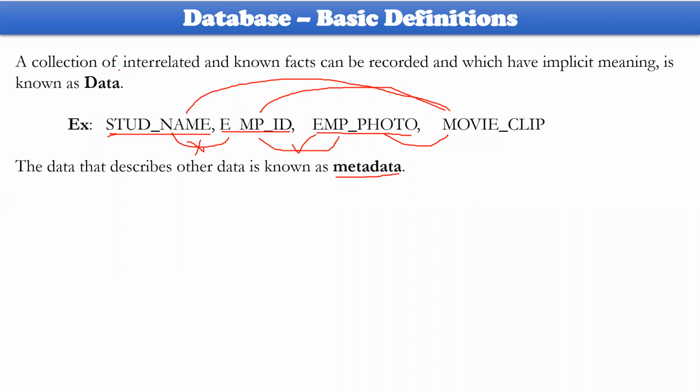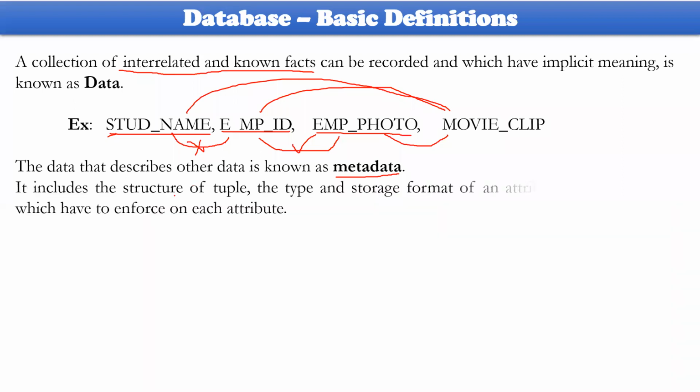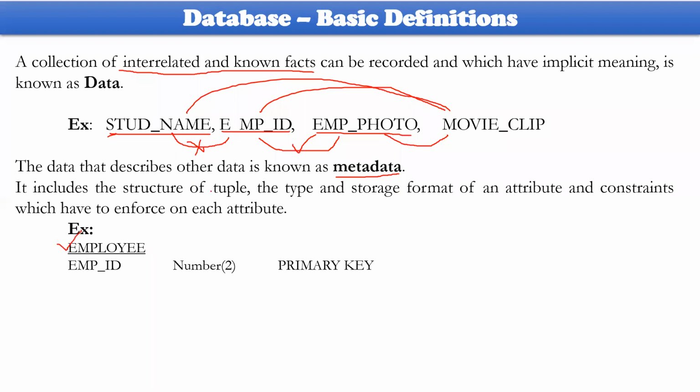So data means interrelated and known facts. And these kinds of data must be defined within their own premises, which is called metadata. Let us consider an example, then it is very easy to understand. Employee is the metadata name, and employee ID is one particular datum available within employee. Data that describes other data: this is one kind of data, and here number of two is the data type of this particular data, employee underscore ID.